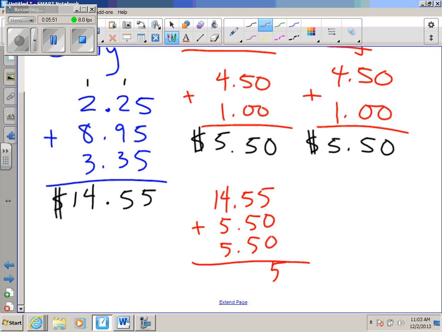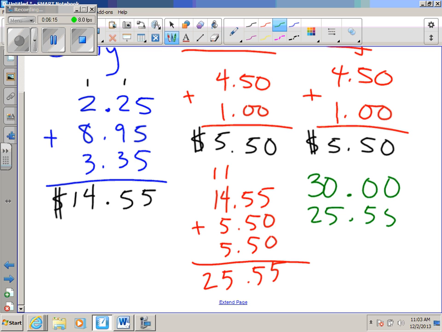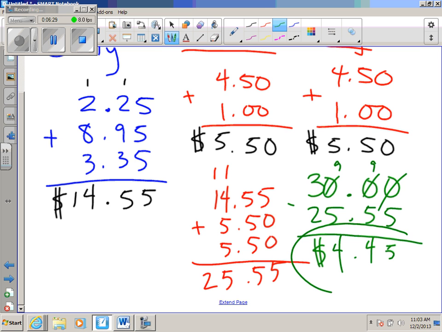So 5, 15, 15. So $25.55 is what their bill was. So now what I need to do is subtract this amount from what? And I've got to still line up those decimals. Okay. So the change they should receive should be $4.45.